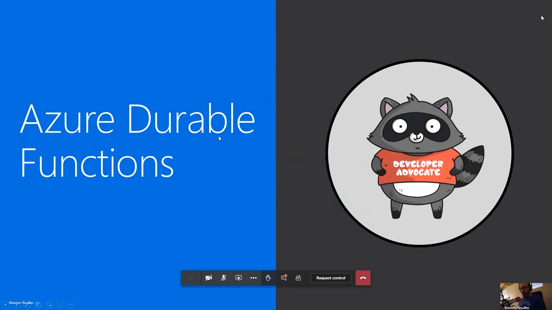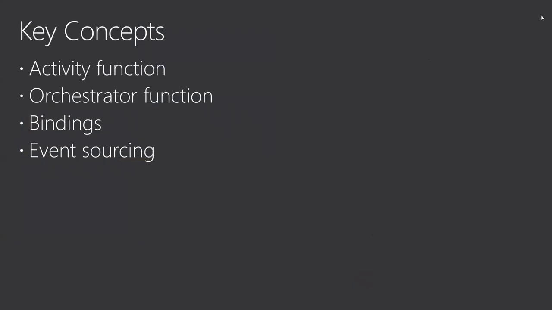So you can see here that we added the little durable name in here. It's more than just cute. It's actually very interesting. So there's a few key concepts that we need to understand. First, that there's two types of different functions in there. There's activity functions and there's orchestrator functions. And we're going to get to that in a second.